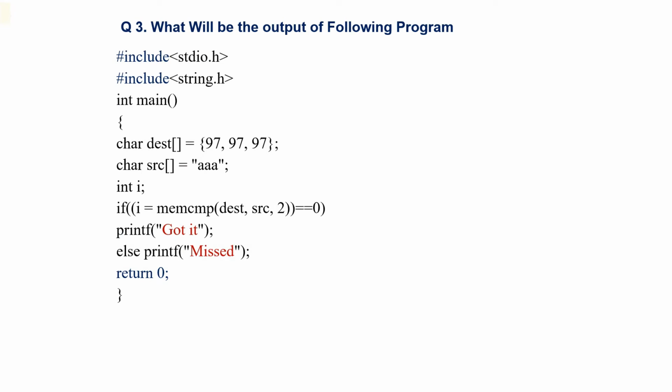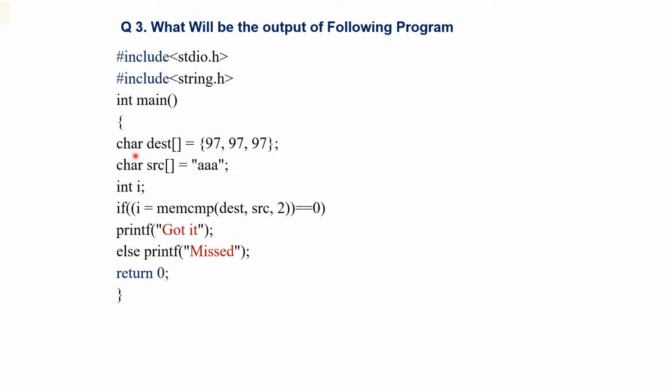So let us consider our next question. What will be the output of the following program? Here in this program, a function memcmp is used, which is there in the string.h header file. So that's why we have included the header file string.h in this program. Let us see what output will be generated with this program.